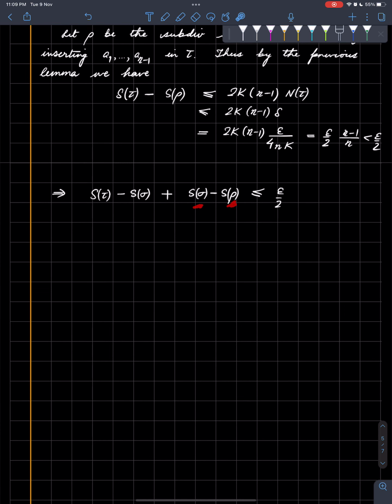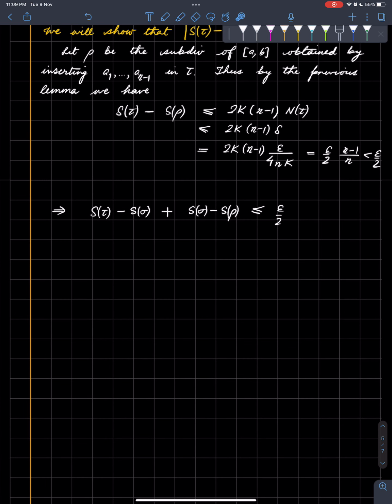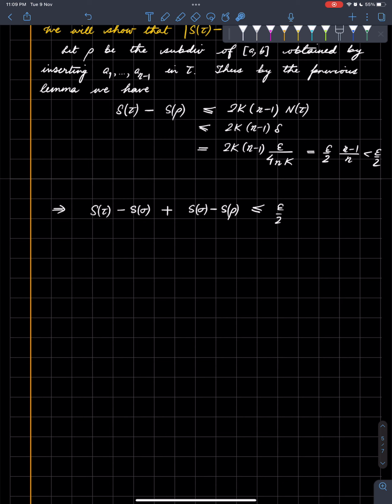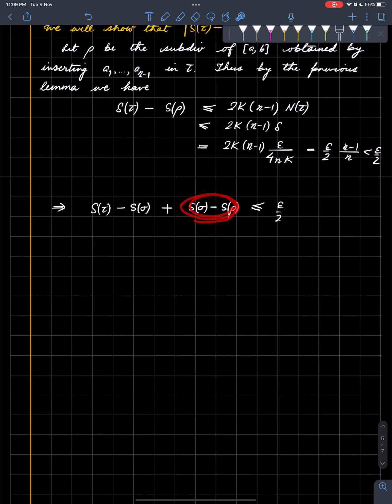But the point is, rho is a refinement of sigma. Rho is obtained by adding the points of sigma to tau. So of course rho refines both sigma and tau. It is the common refinement of sigma and tau. It's basically what it is. So this is a positive quantity because this is finer than that. So this is a non-negative quantity at the very least, which implies that we have this.